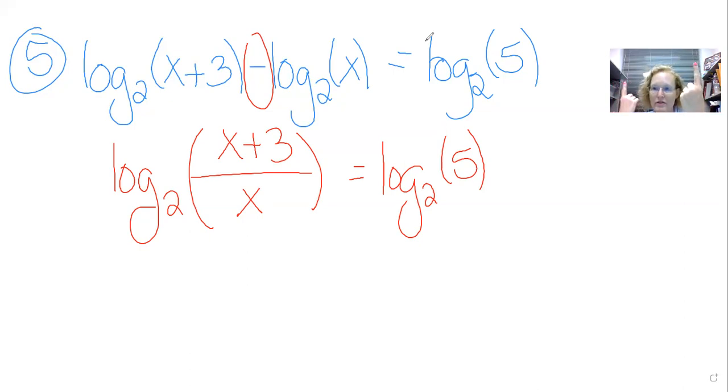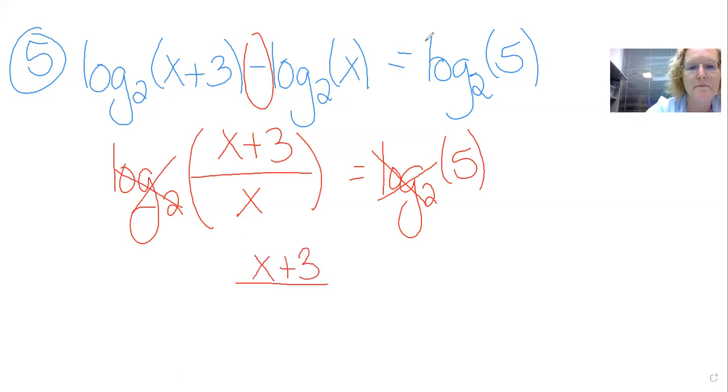You have one log on the left, you have one log on the right. So if you have one and one, you get to cancel them, which means that we get to come in here and say, okay, this log base 2 is gone, this log base 2 is gone. So what we can do now is say, okay, x plus 3 over x is equal to 5. And so it's not a great problem because I know you're still thinking, well, lovely, it has a fraction, but at least you don't have the fraction and the log. So that's kind of a good thing.